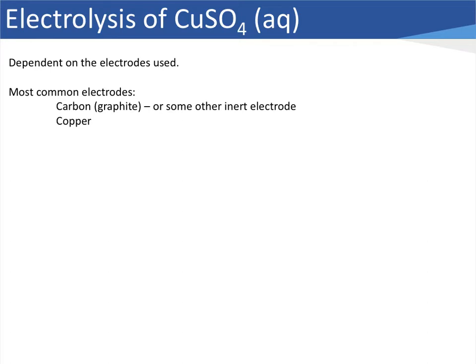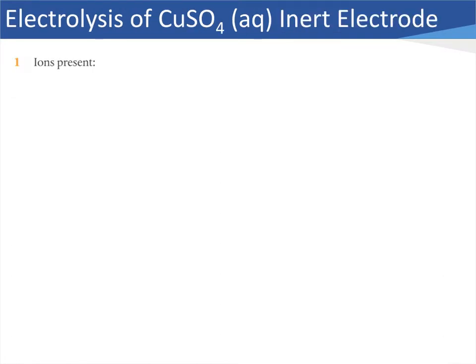Copper sulfate is another one that we can use for electrolysis, and it will be dependent on the electrodes used. Most common electrodes are carbon, which in this case is graphite or some other inert electrode, or copper, and we'll learn about both of those scenarios. With an inert electrode such as graphite, the ions present are copper ions and sulfate ions.